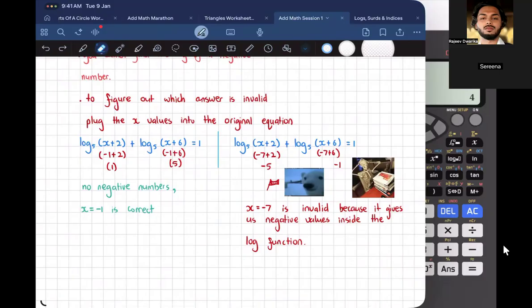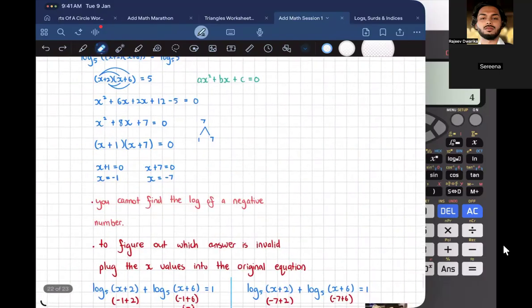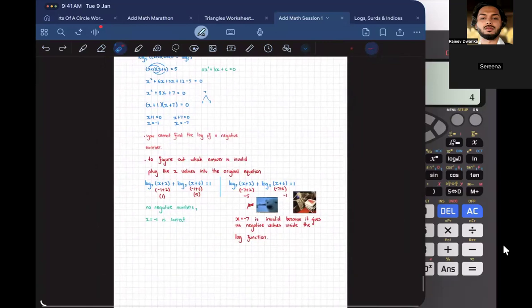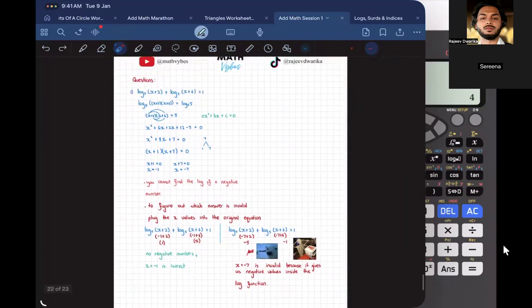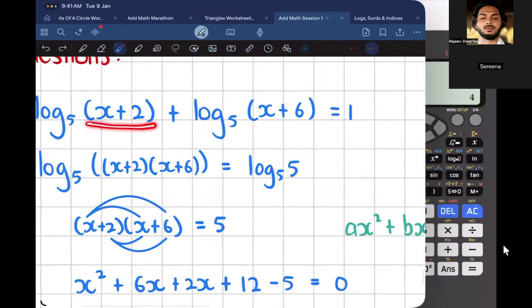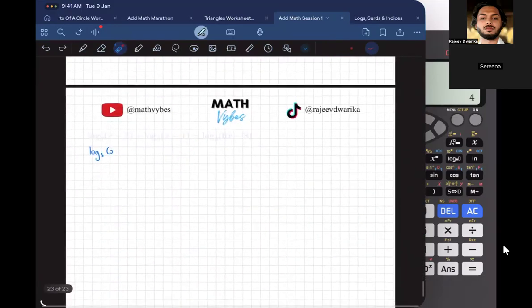A lot of students, when they do any question, they would just see negatives and just put it as wrong. And they would lose like 3 marks, 2 to 3 marks. Don't be like that. You actually need to put it into the original equation and see if it's giving you a positive or negative within the brackets. Be wary of that.